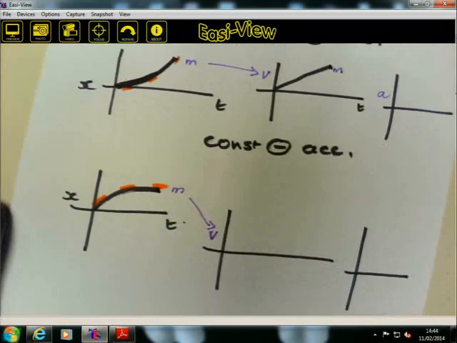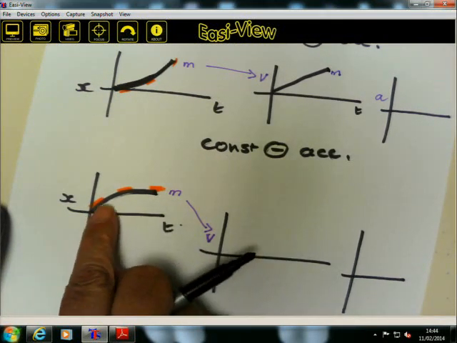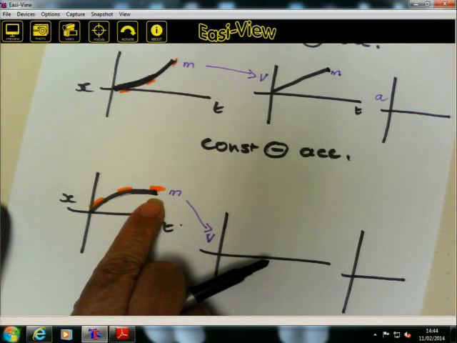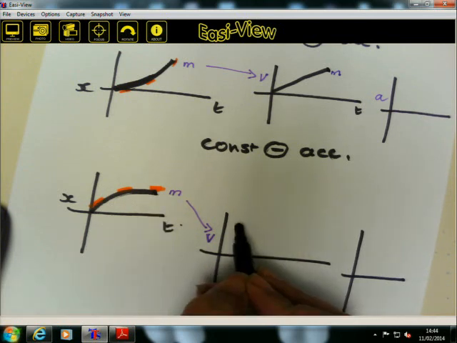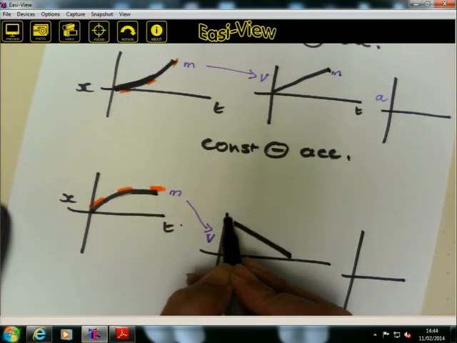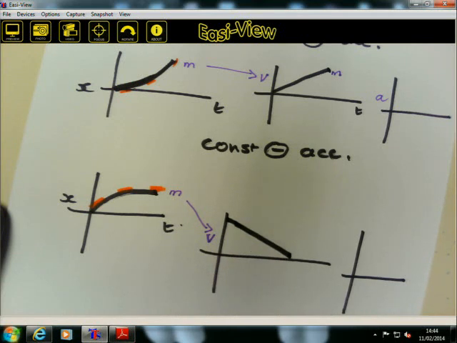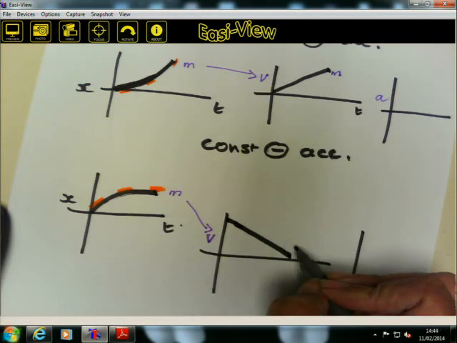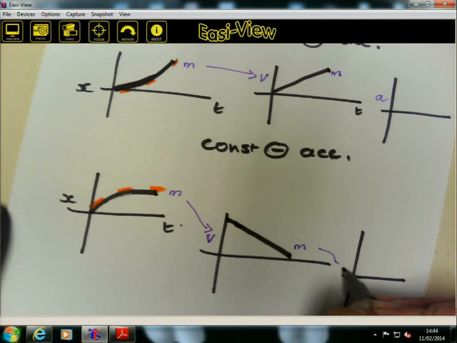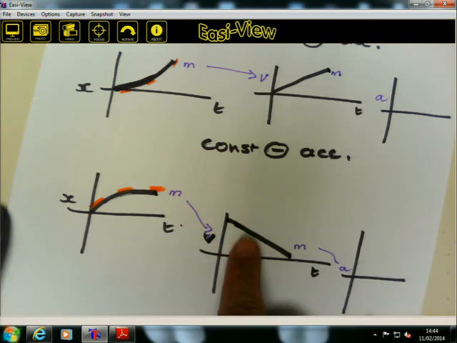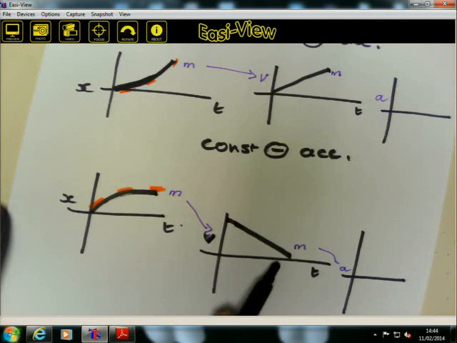Let's have a look at the next graph. Remember, the gradient of this graph must give us velocity. And remember, the gradient of this graph is negative, which means that this graph would look something like that. There's a negative gradient. Okay? And then the gradient, once again, of my velocity time graph will give me acceleration. The gradient of a velocity time graph gives me acceleration. And in this case, matrix, can you see this gradient is negative? Therefore, my acceleration will also be negative.